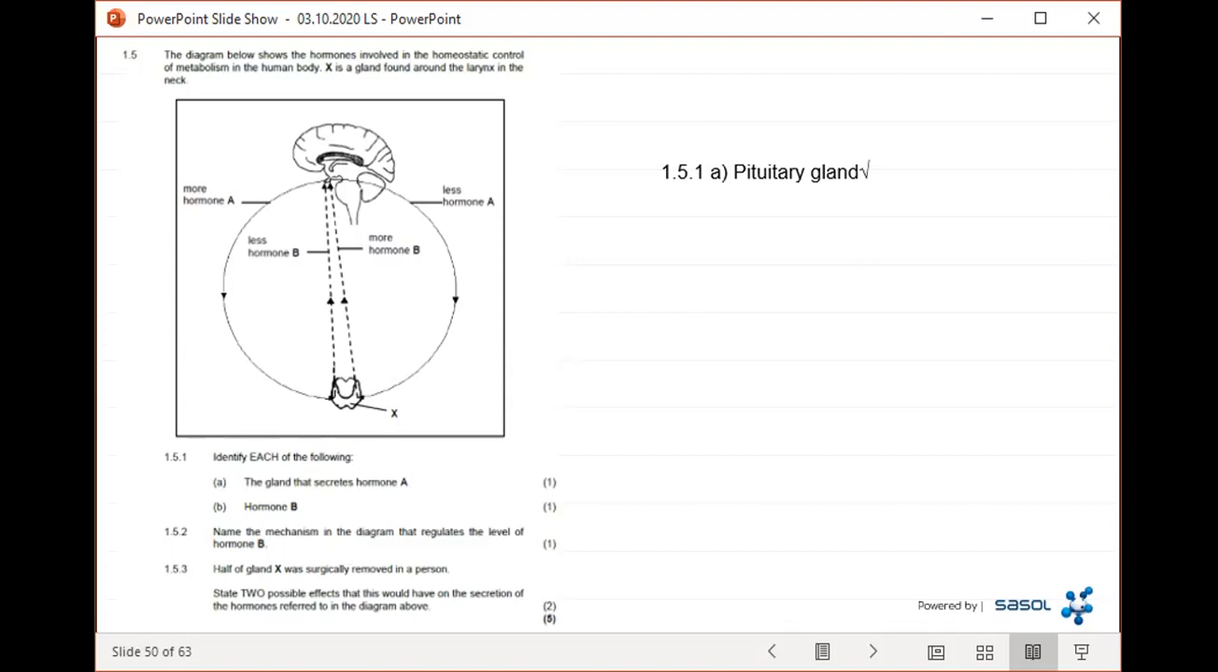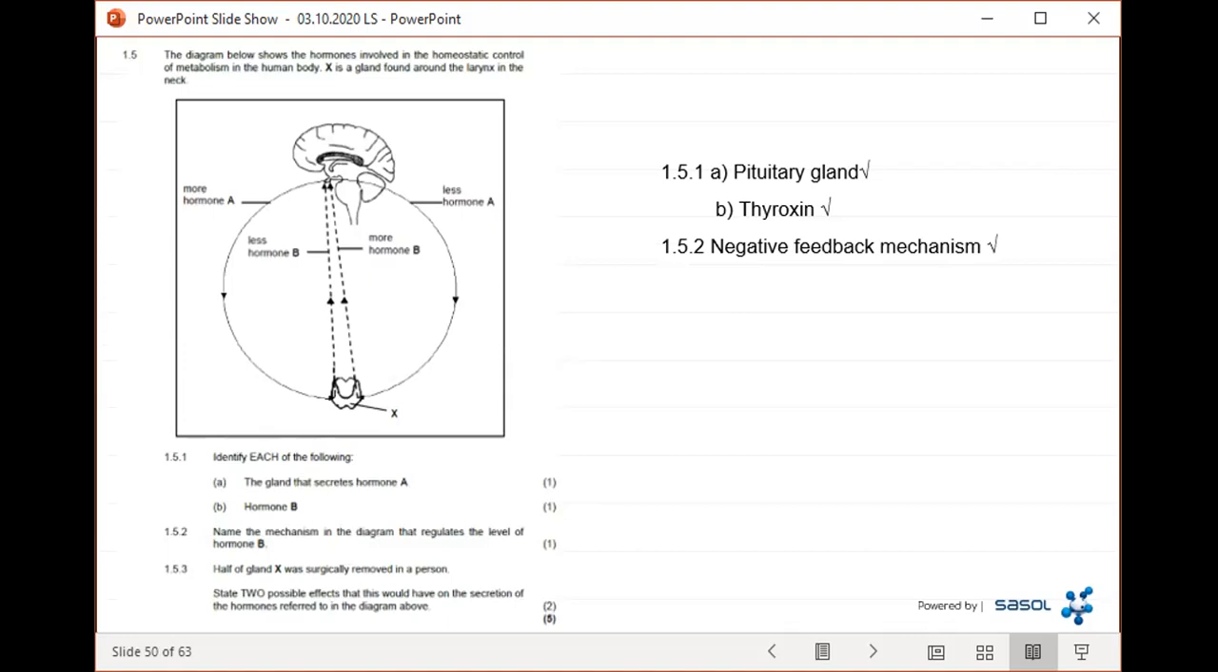Then question 1.5.1b, hormone B. That would be thyroxine. As you can see, hormone B is released from gland X, which we said is the thyroid gland. Then question 1.5.2, name the mechanism in the diagram that regulates the level of hormone B. That would be negative feedback, right? Negative feedback mechanism, you get your 1 mark.